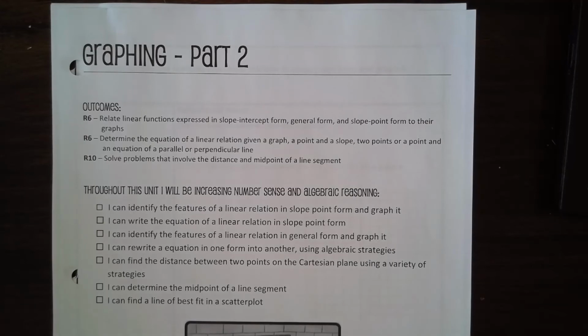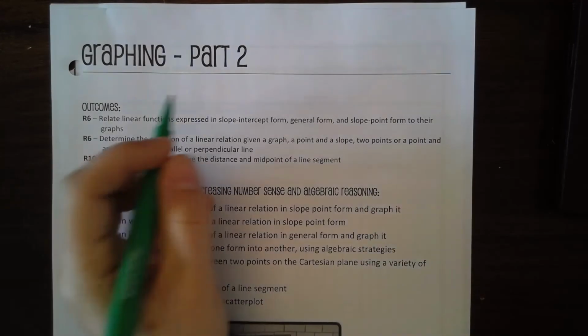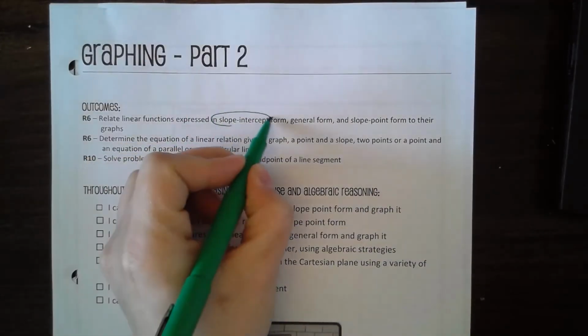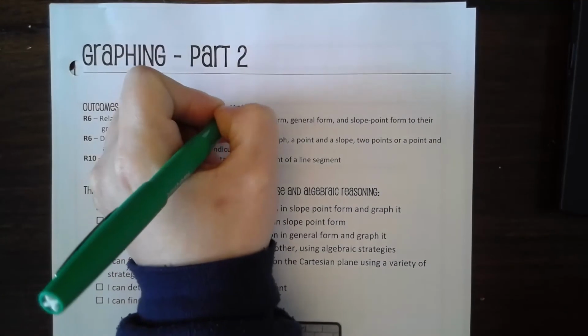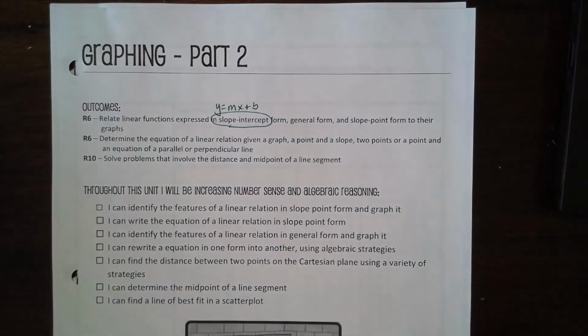Okay, we are starting a new unit, so you'll have a new booklet of notes to work out of and a new booklet of independent practice. So we're in the graphing part 2 booklet. Remember that you should be able to already graph these, right? These are our y equals mx plus b equations.